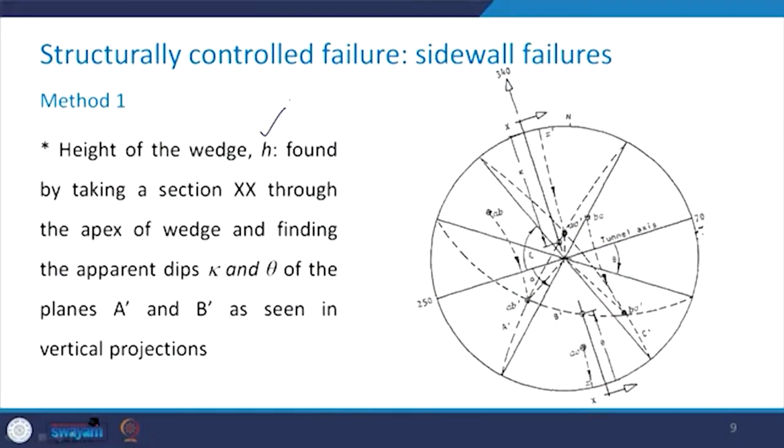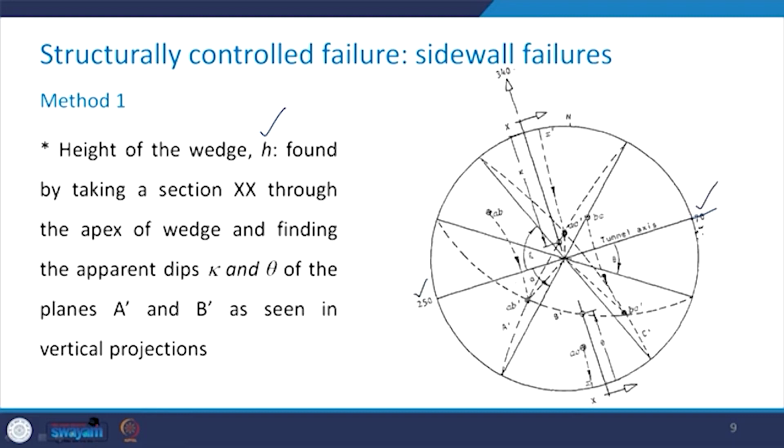Now, it is extremely important for us to understand these views completely in order to avoid error in an incorrect assessment of stability and in the application of incorrect remedial measures. So, let us try to see how we can find out the height of the wedge. This can be found by taking a section XX. Take a look at this figure: the tunnel axis is 250 degree to 70 degree.